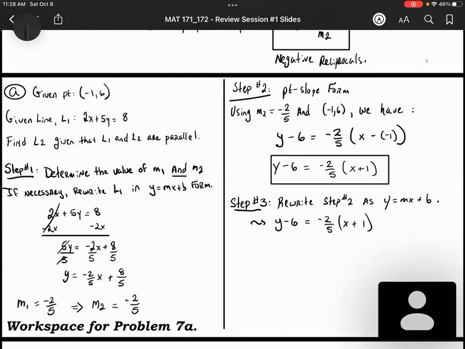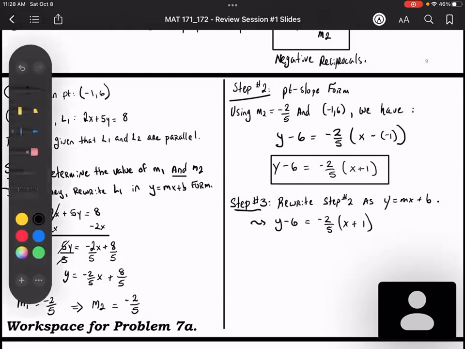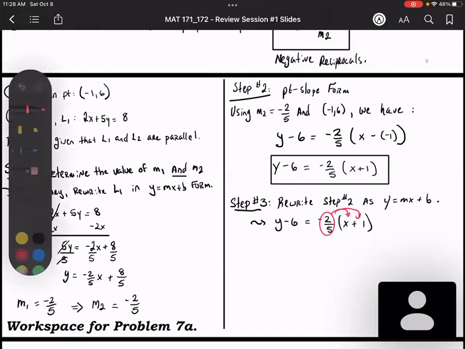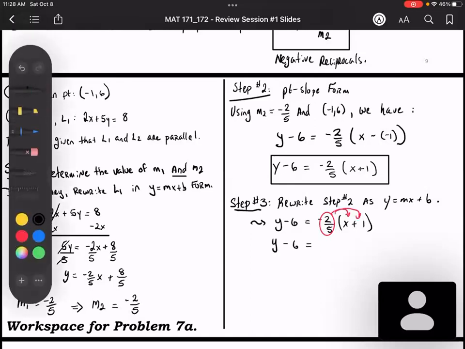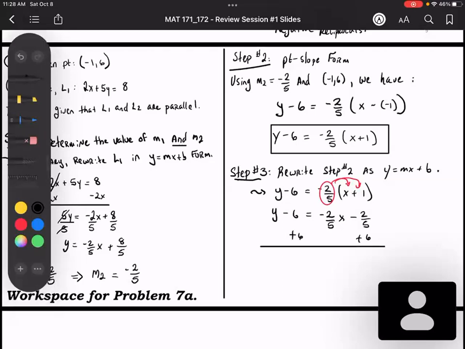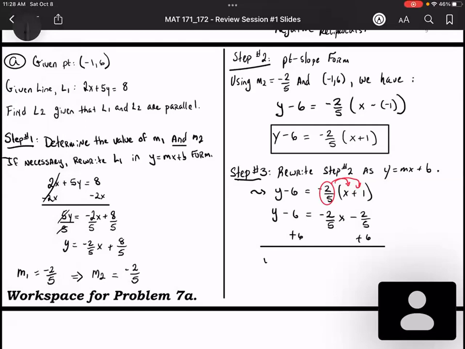We're going to distribute the -2/5 inside the parentheses. So we get y minus 6 equals -2/5x minus 2/5, since -2/5 times 1 is just going to be -2/5. And now we add 6 to both sides of the equation. This is how I usually solve this when I have fractions. I write it horizontally. I say y is equal to -2/5 x minus 2/5 plus 6.